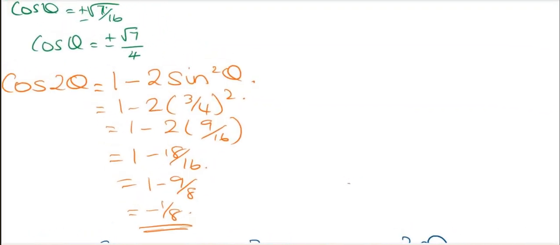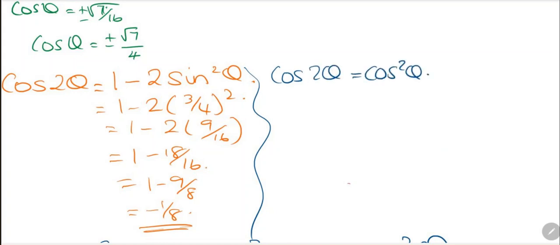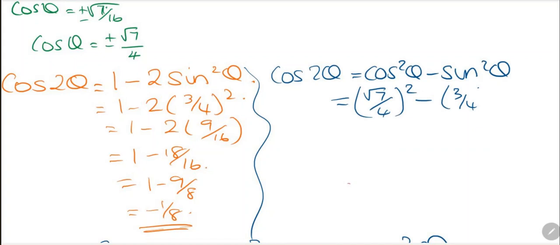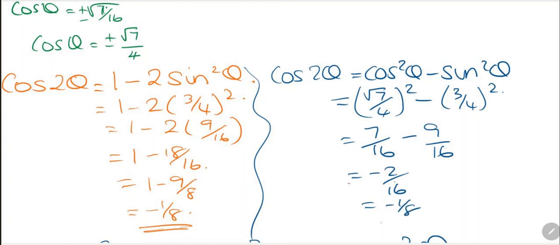So let's try using the other formula. What if we use a different formula? If we tried to use cosine 2 theta is cosine squared theta minus sine squared theta, so cosine would be root 7 over 4 squared minus 3 over 4 squared. So root 7 squared is just 7, so 7 over 16 and 9 over 16. So 7 minus 9 is minus 2 over 16, which is minus 1/8.